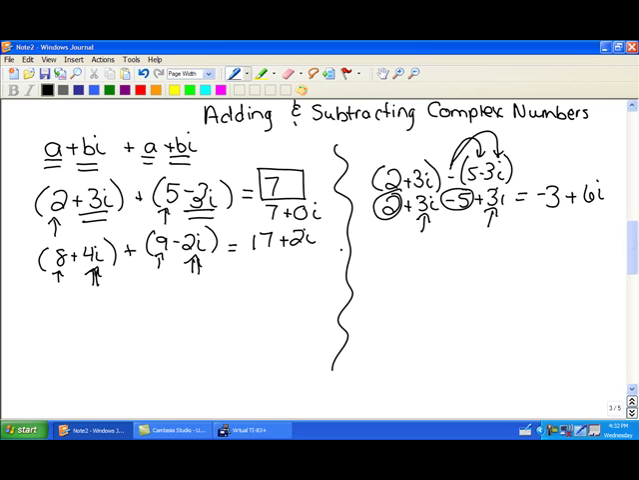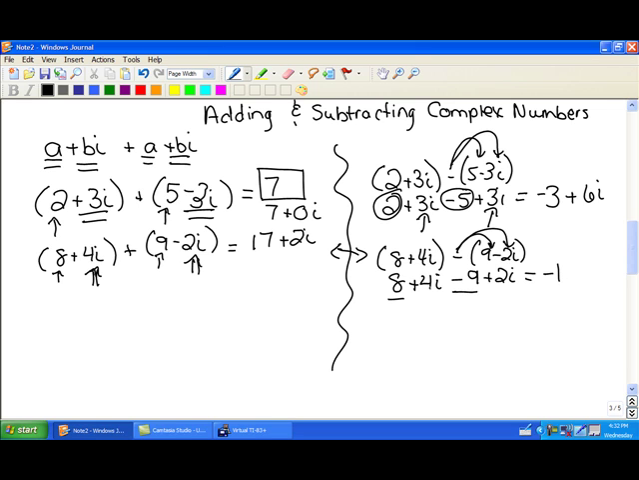Let's look at one more example before we leave adding and subtracting. If we take the 8 plus 4i and subtract a 9 minus 2i, we want to again remember to always distribute that negative. We'll really have 8 plus 4i minus 9 plus 2i. Combine the real parts of 8 and negative 9, which will leave us a negative 1. Combine the imaginary parts of 4i and a positive 2i, which will leave us a positive 6i.